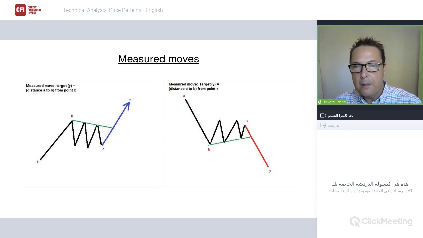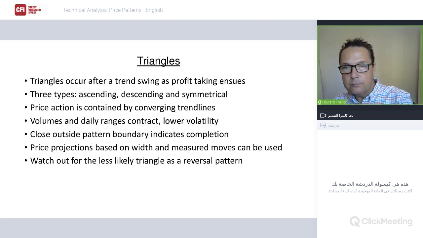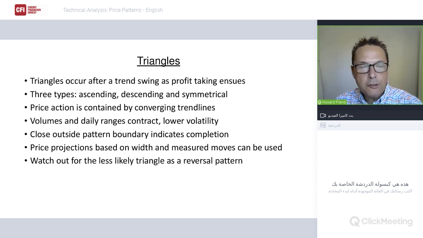move target. On the way down, market swings lower, market corrects higher, and then the market breaks through the support line here at this point, and then we know the pattern's complete. Then we know that the market should be headed lower. Where's it going to go? We're looking at swing A to B, so distance A minus B subtracted from point X, which is the end of the corrective move. So that gives you the target for Y. Okay, so that's measured moves.